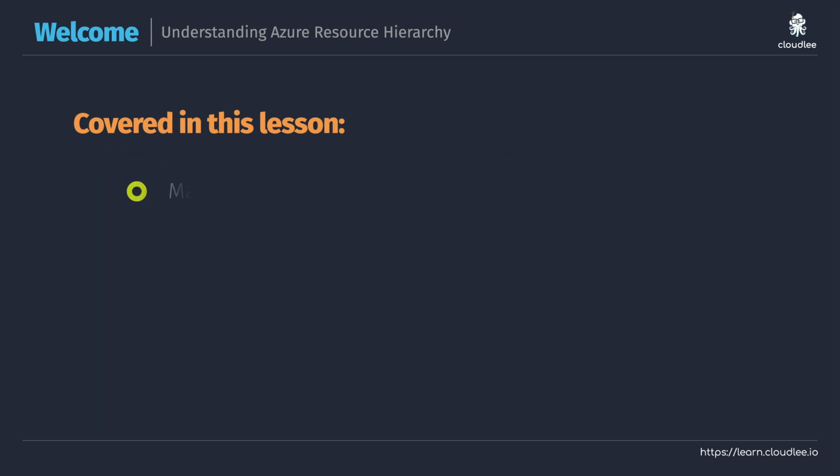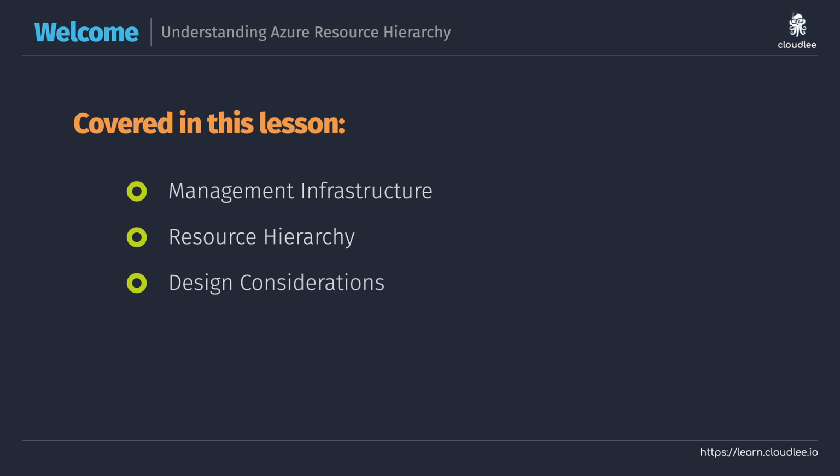solutions. So, first things first, we'll talk about management infrastructure. That's just a fancy way of saying the different building blocks that we can use when we're deploying our solutions to Azure. Then we'll also talk about what that looks like from top to bottom by discussing the resource hierarchy. And finally, we'll talk through some design considerations for how you can put all of this together.